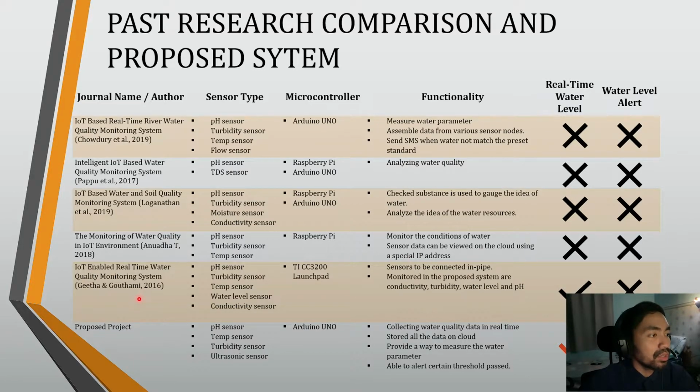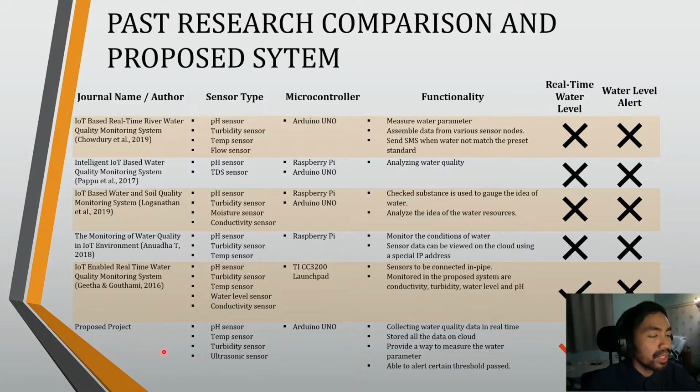The last journal is IoT enabled real-time water quality monitoring system by Gita and Gotami in 2016. They use 5 types of sensor: pH sensor, turbidity sensor, temperature sensor, water level sensor, conductivity sensor. They use the TI CC3200 LaunchPad for their microcontroller. The functionality is the sensors are connected in a pipe. Monitored in the proposed system are conductivity, turbidity, water level, and pH.